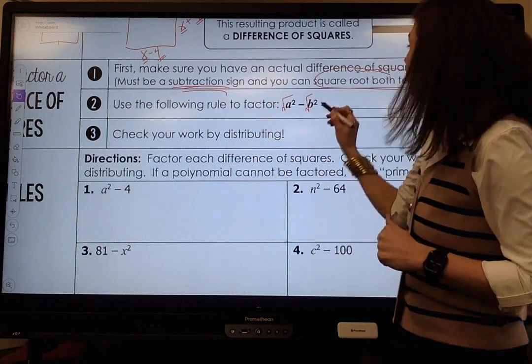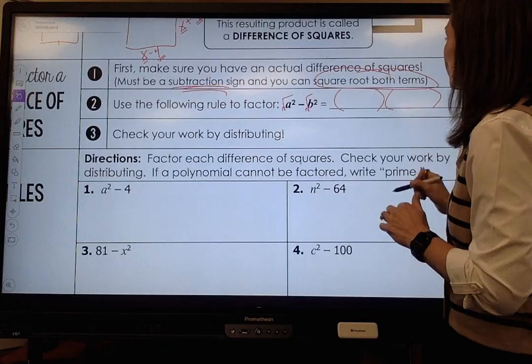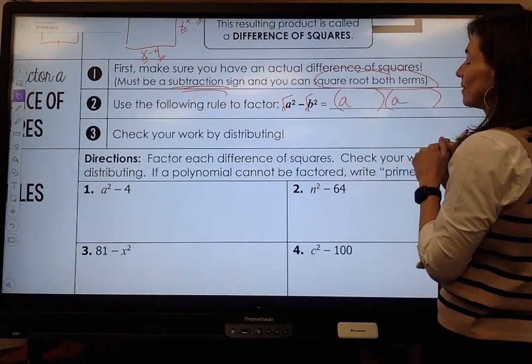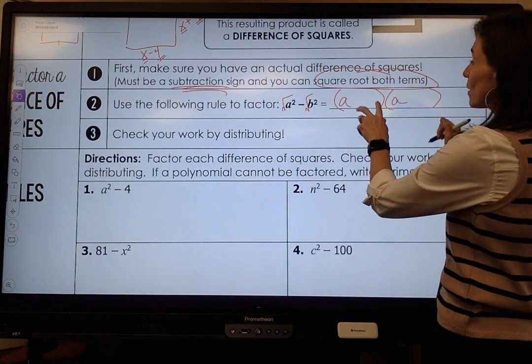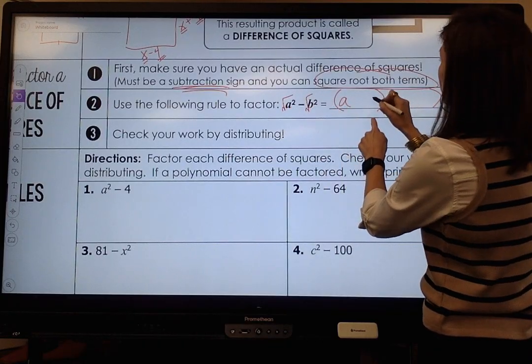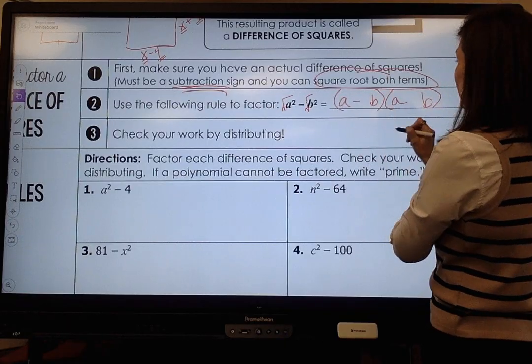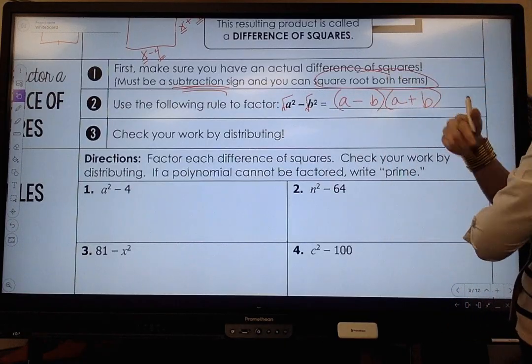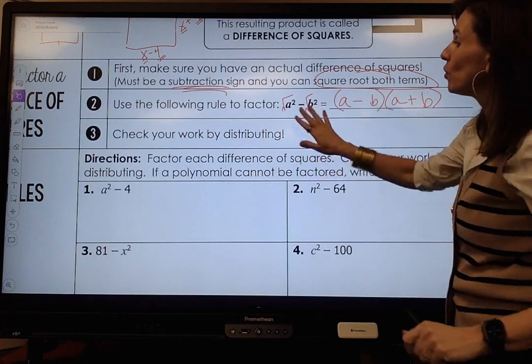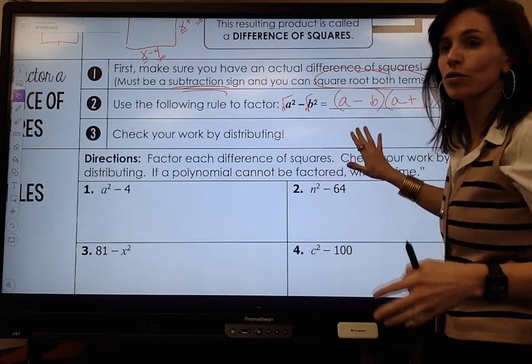So here's what we do. It fits a pattern. You are going to take the square root of a squared, which gives a and a. And you take the square root of b squared. So the first term in both of these is a. The second term in both of these is b. One's a negative b, one's a positive b. That's the factor rule. And then you check your work by doing the double distribution.